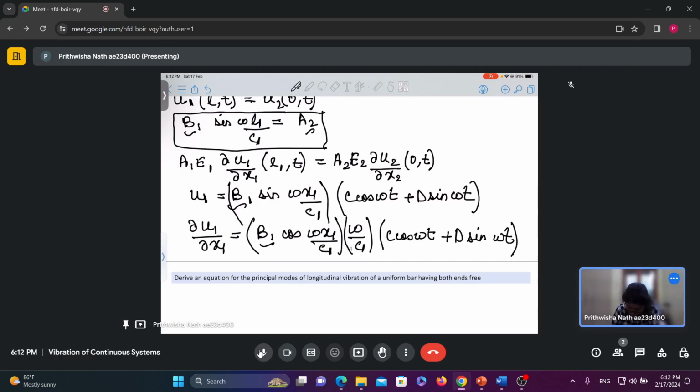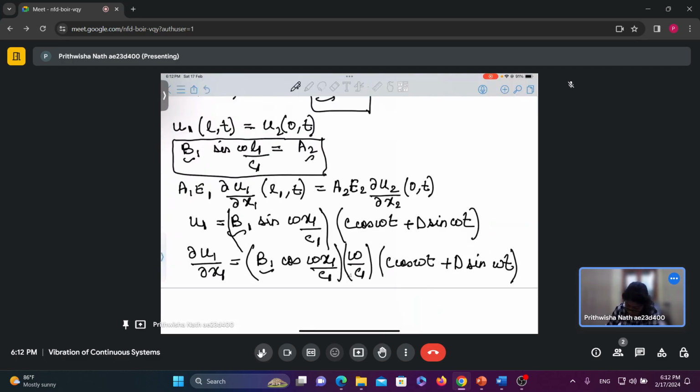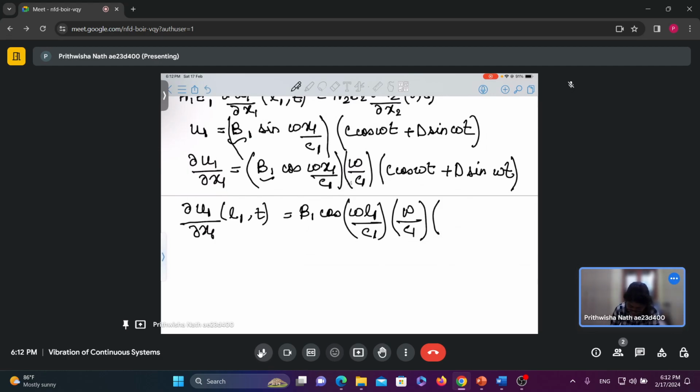Now what can we write for at L1, t? We can write this as b1 cos(omega L1 / c1) into omega / c1, into (c cos omega t plus d sin omega t).